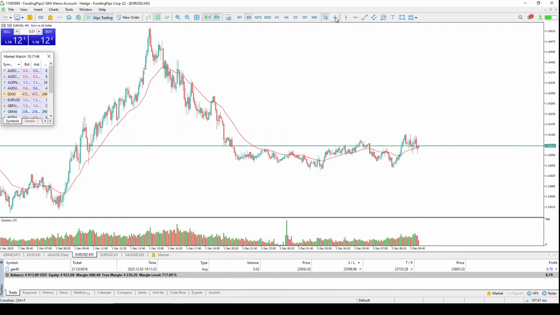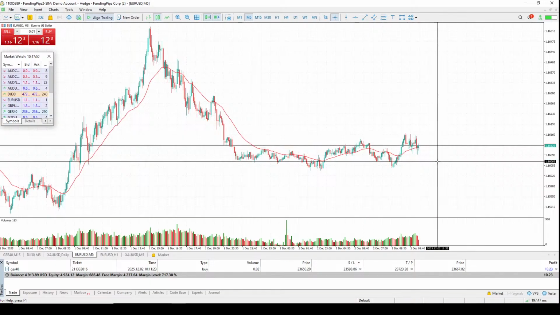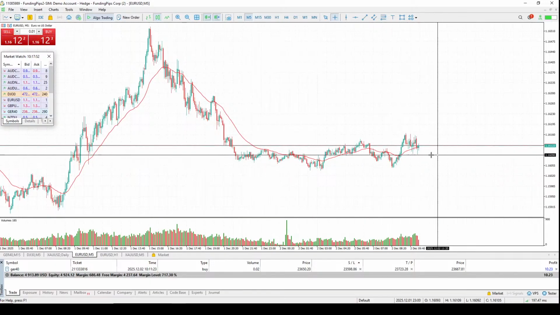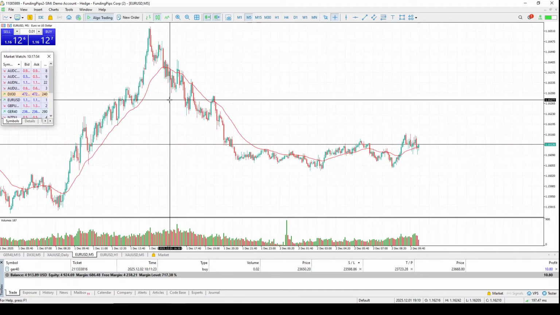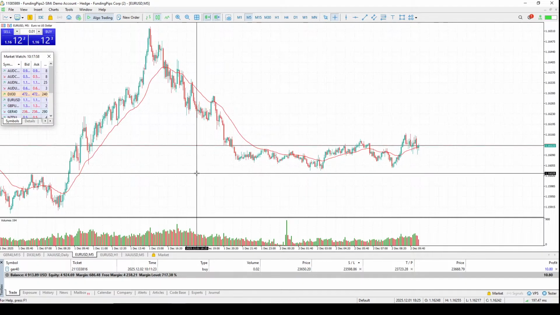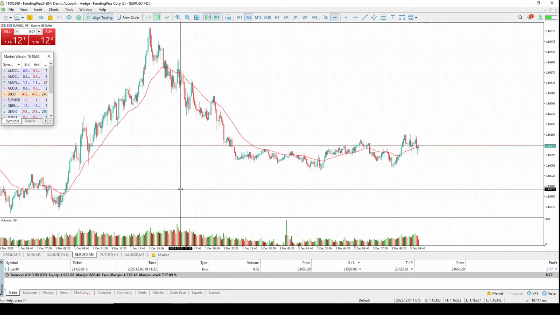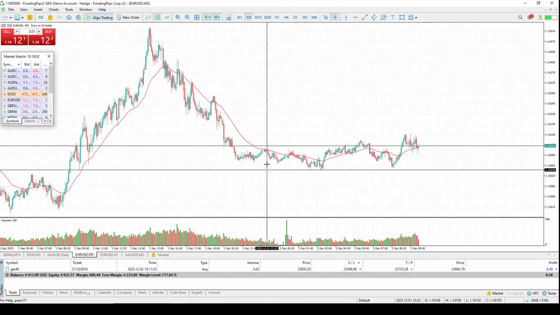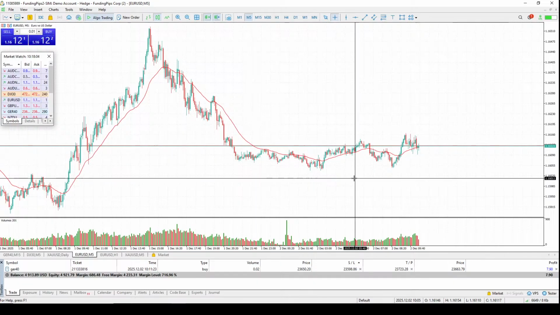Also the euro dollar, since yesterday it's only in one range. Nobody really wants to buy or sell. You just had a rally up, rally down, Bermuda triangle, then a very straight line.